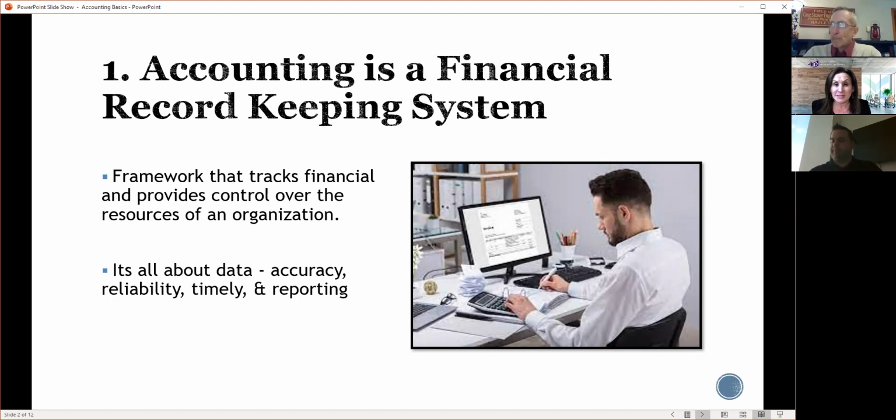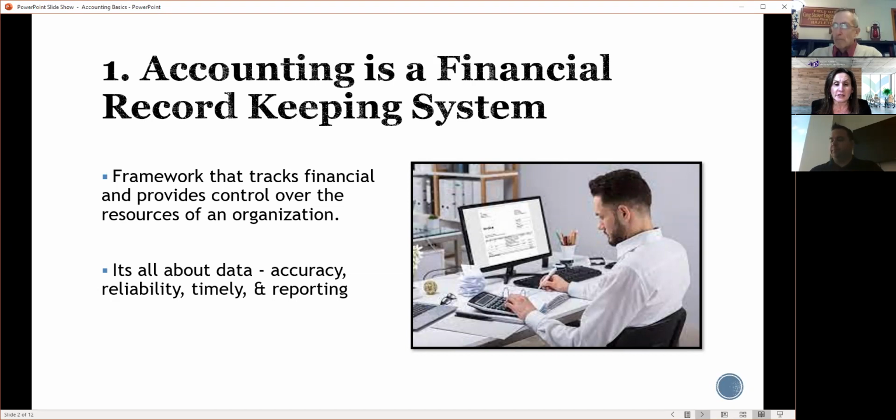And it's really about data. And I'm a data person, so I go, oh, wait a second, I get it now. Accounting is all about keeping data and keeping information, making sure it's accurate, reliable, and timely. It's just that that data happens to be financial in orientation.